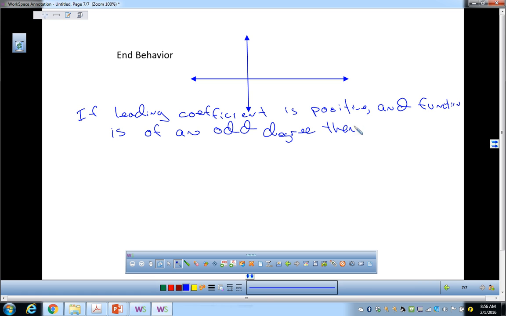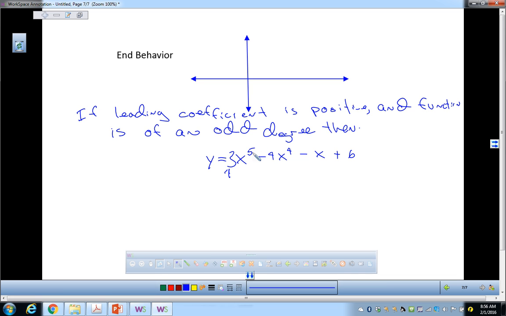Then, okay, your end behavior looks like this. So for instance, if I have something like y equals 3x to the fifth minus 4x to the fourth plus x plus 6, it doesn't matter what comes after. I'll put a 3 in front of here just to make it interesting, okay? This is a case in which the lead coefficient, that's called the lead coefficient, is positive, and the function is odd, okay?